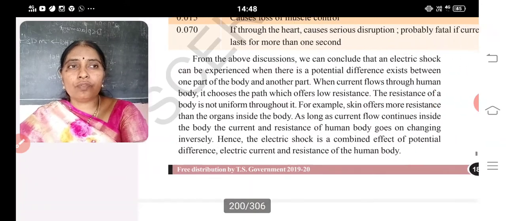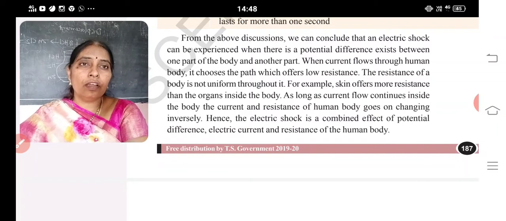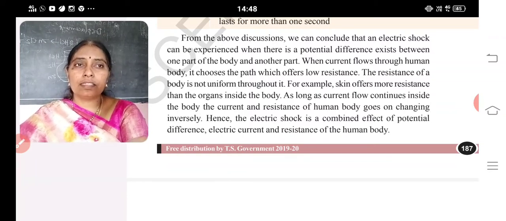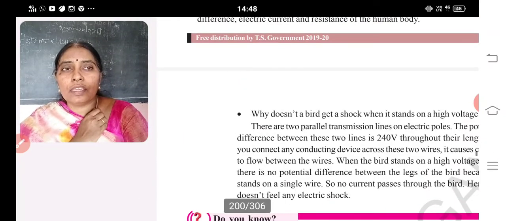From the above discussion, we can conclude that electric shock can be experienced when a potential difference exists between one part of the body and another part. When a current flows through the human body, it chooses the path which offers low resistance. The resistance of the body is not uniform throughout it. For example, skin offers resistance to the current, and the resistance inside the body keeps changing. Hence, electric shock is the combined effect of potential difference and the resistance of the human body.